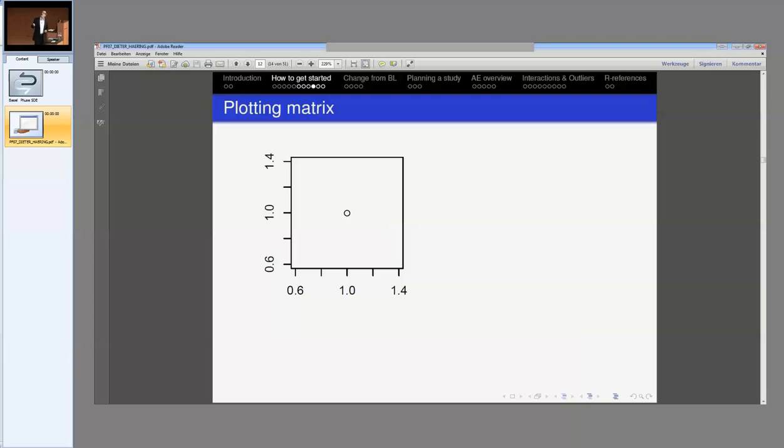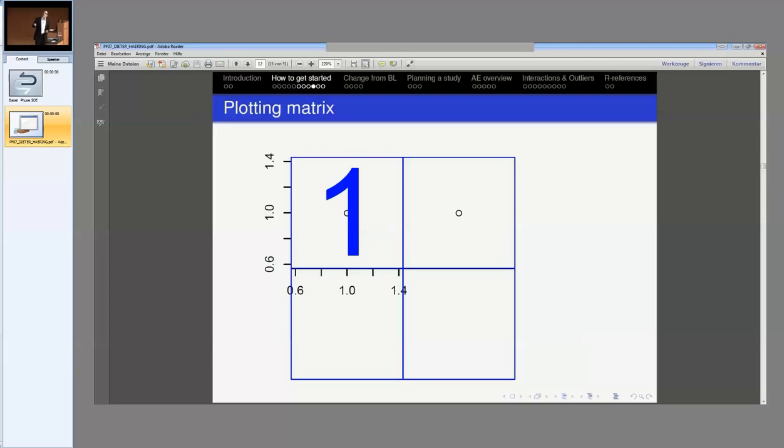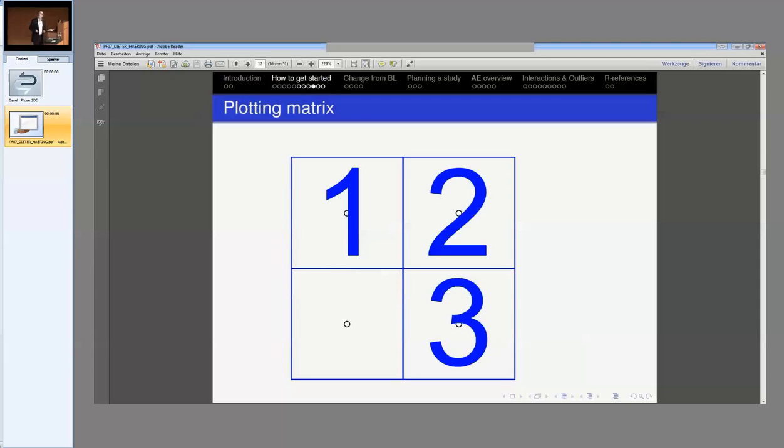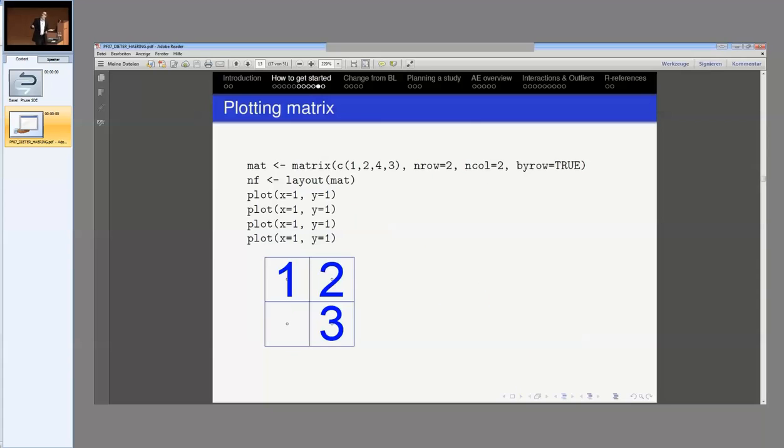So this plot is actually formatted as a plot. There's this first plot, and then the number is put inside this plot, and there is a second and a third and a fourth plot. Then I populate these. That's how it was done.